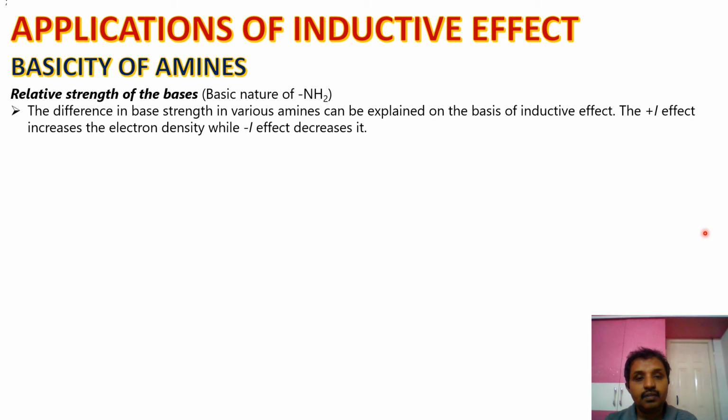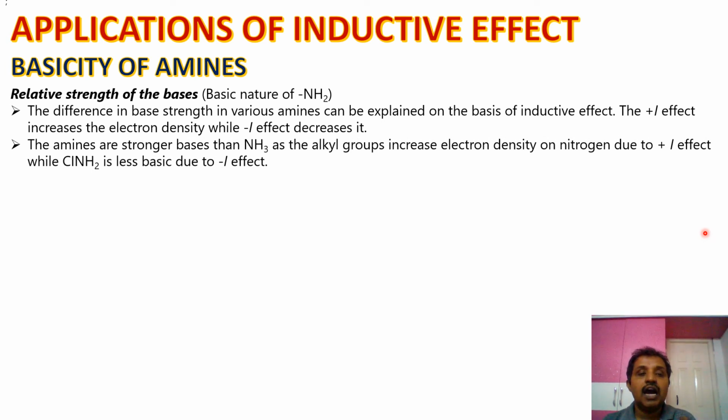Okay, amines are stronger bases compared to the ammonia molecule. The reason is that amines have alkyl groups substituted on the ammonia molecule. As the alkyl groups get substituted on the ammonia molecule, they show the positive inductive effect, so the basicity increases, as it increases the electron density on the nitrogen atom.